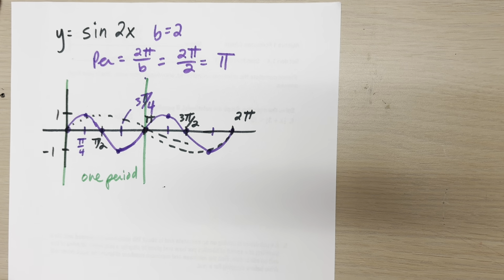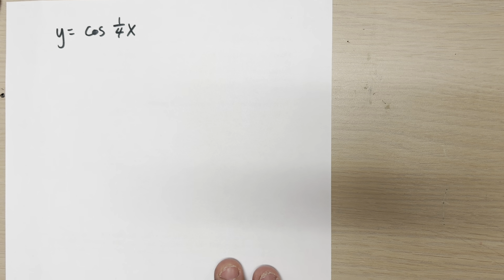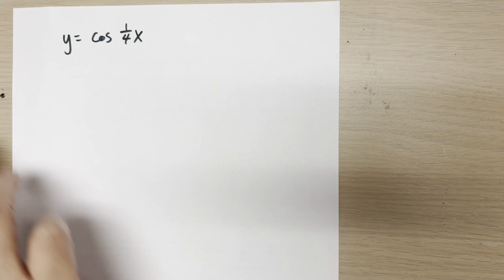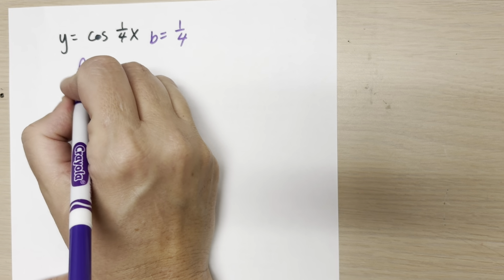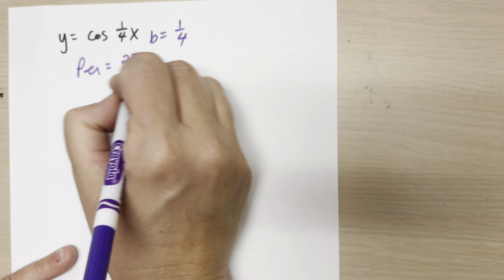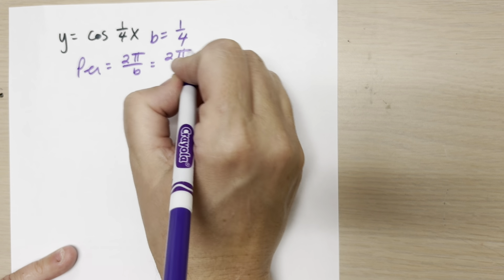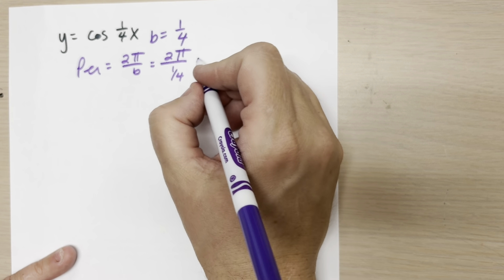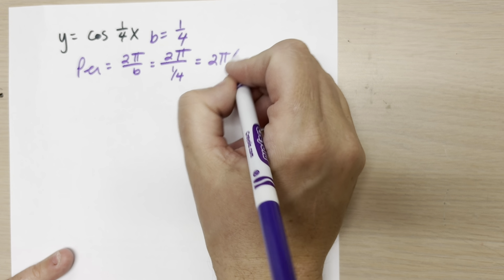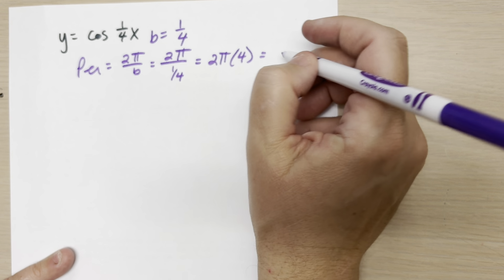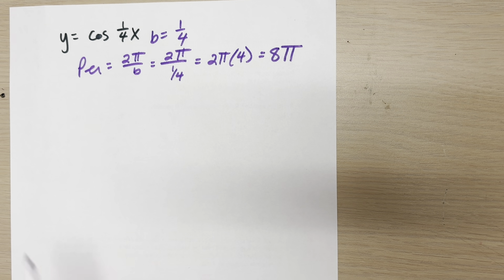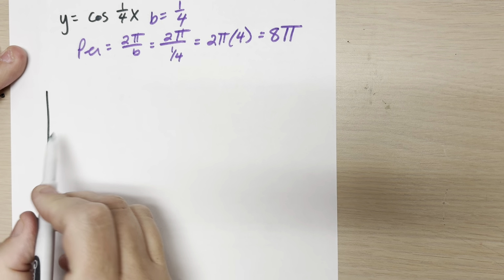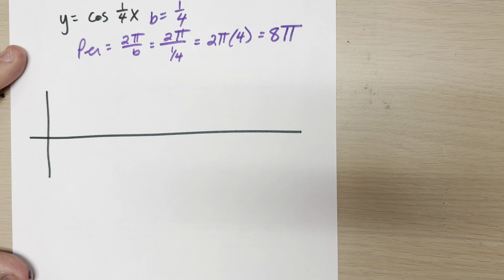The last one we're gonna look at is cosine of 1/4 x. So again, our b value is 1/4. So the period of this graph is 2 pi over b, which is 2 pi over 1/4. When I'm dividing by a fraction, I'm multiplying by its reciprocal 4. So now the period of this thing is 8 pi. That's ridiculous, but it should be kind of fun, right? Let's see. Woo! We're gonna go all the way out there.